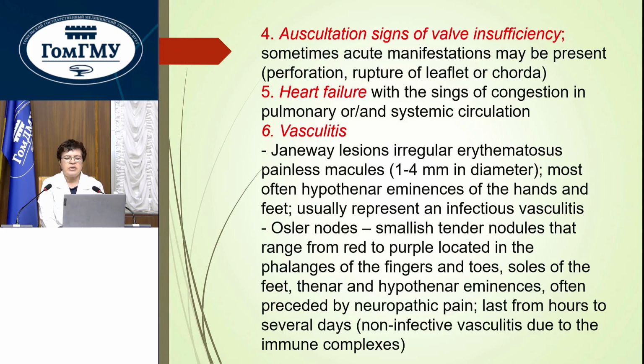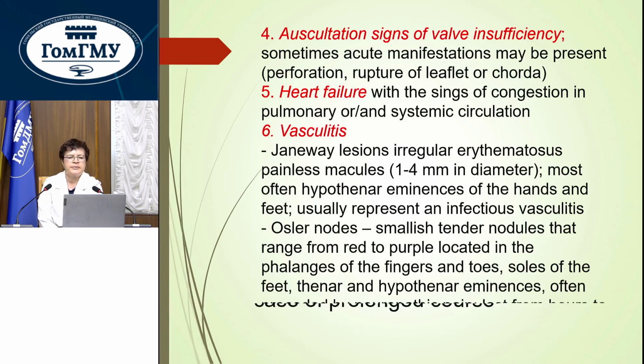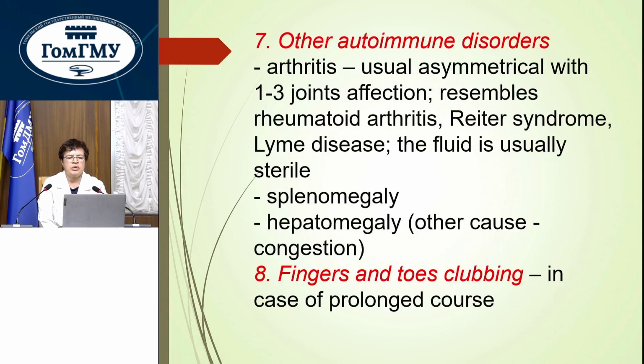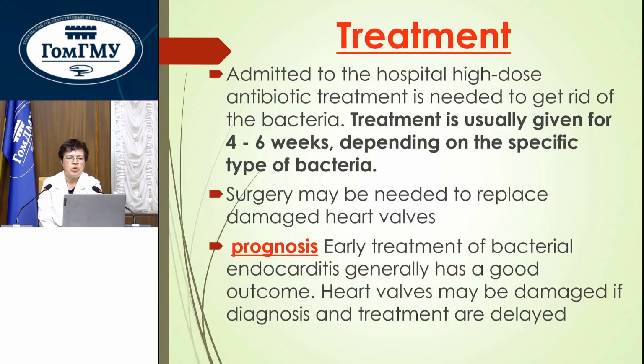Non-infective vasculitis due to the immune complexes. Other autoimmune disorders, such as arthritis, usually asymmetrical with involvement of 1 to 3 joints, resemble rheumatoid arthritis, Reiter syndrome, Lyme disease; the fluid is usually sterile. Splenomegaly and hepatomegaly are present. Fingers and toes clubbing in case of prolonged course.